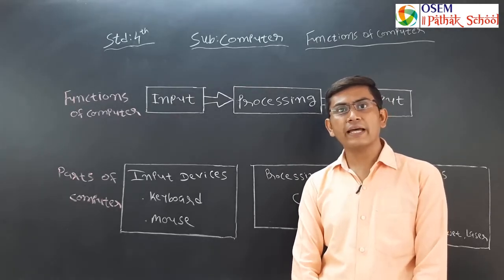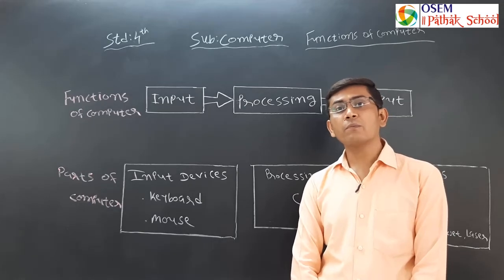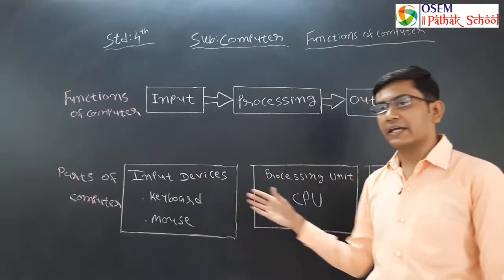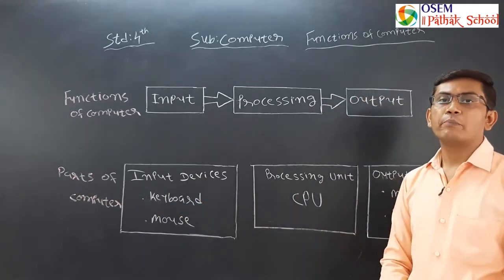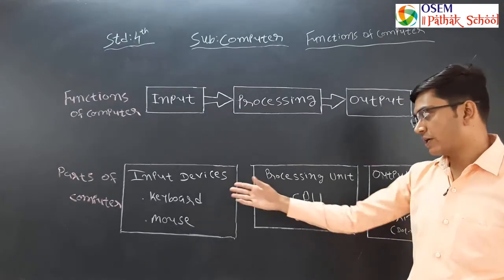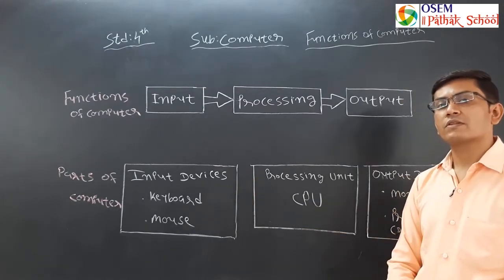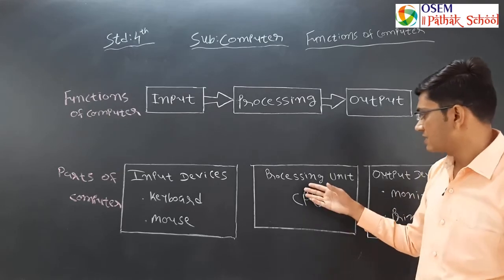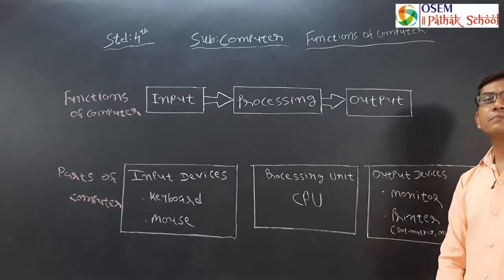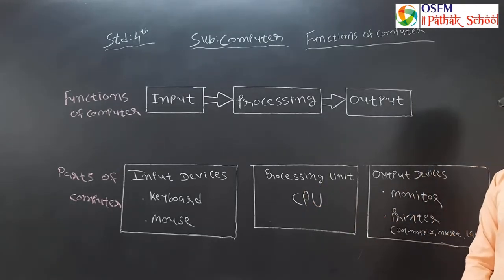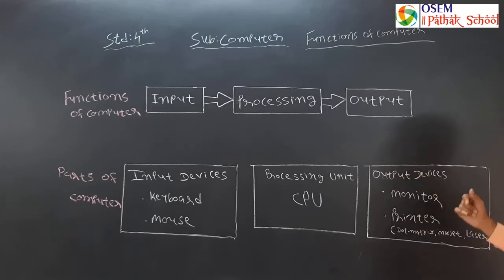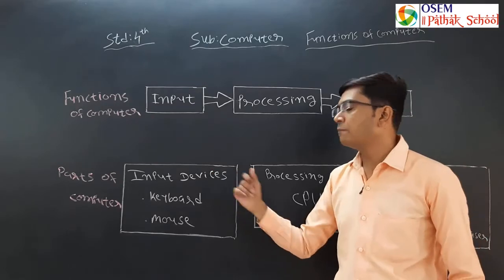So based on that, there are different parts of computers are there. Many parts are input device. Also there is processing unit, and many parts are output devices. So let's start with input devices.